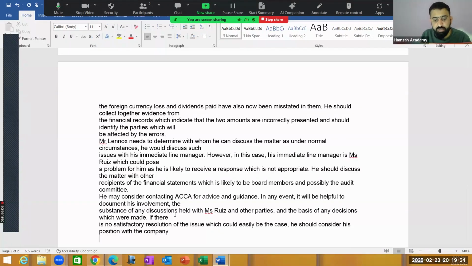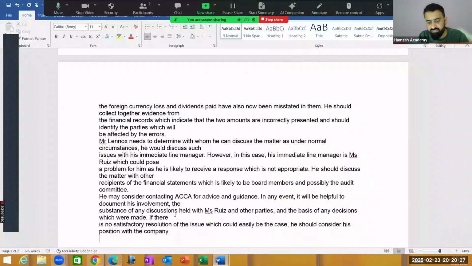Mr. Lenonix needs to determine with whom he can discuss the matter, as under normal circumstances, he would discuss such an issue with the immediate line manager. However, in this case, his immediate line manager is Ms. Ruiz, which could pose a problem for him as he is likely to receive a response which is not appropriate. He should discuss the matter with other recipients of the financial statements, likely the board of members and possibly the audit committee. He may consider contacting ACCA for advice and guidance.